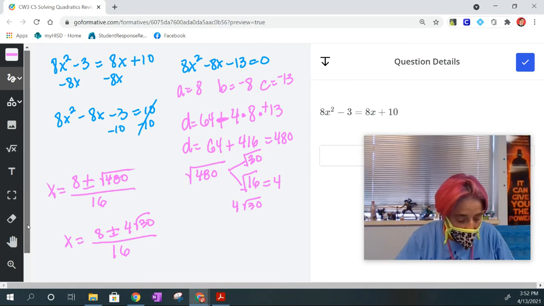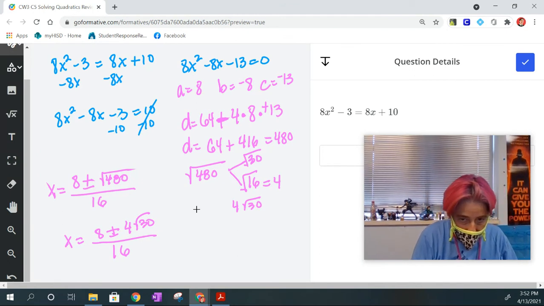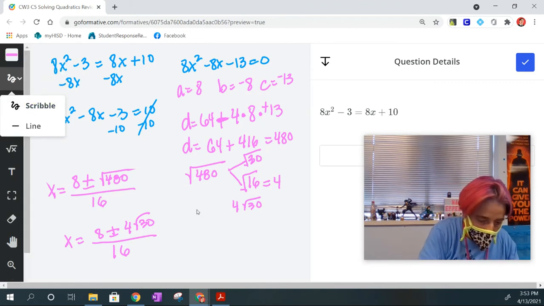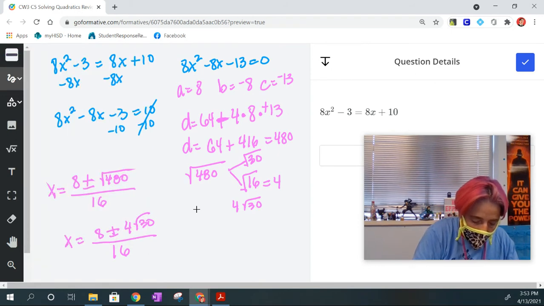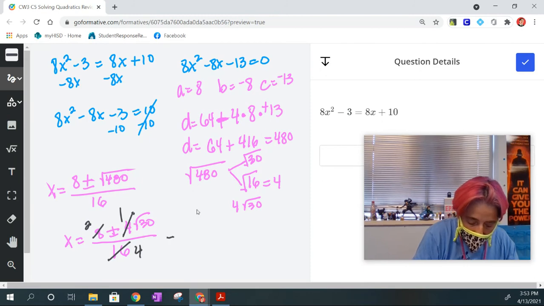Now, here's kind of a fun thing if you realize 8 divided by 16 simplifies to 1/2. So you could do it this way. You could also see that all of these are divisible by 4. If I take 4, let me get my different colored pencil. 8 goes into 4 twice. 4 goes into 8 twice. 4 goes into 4 once. 4 goes into 16 4 times. So this simplifies to 2 plus or minus the square root of 30 over 4.